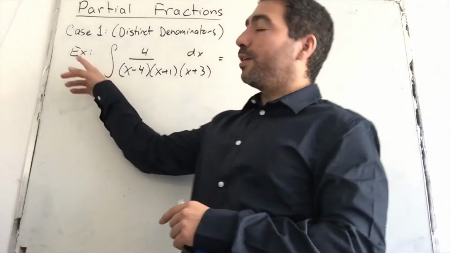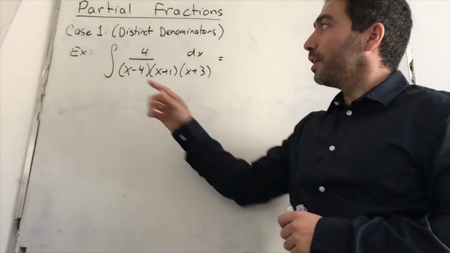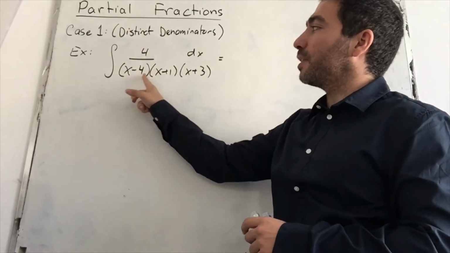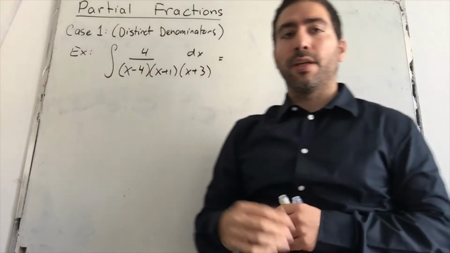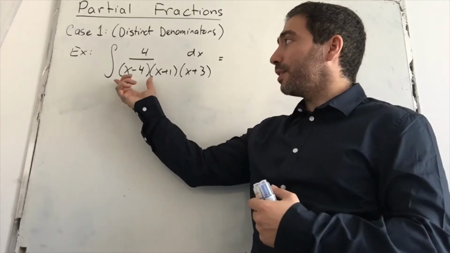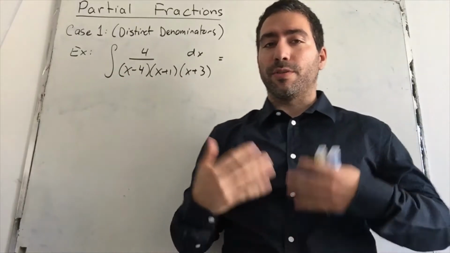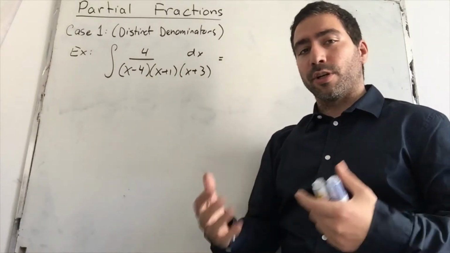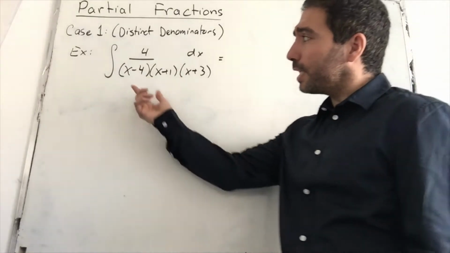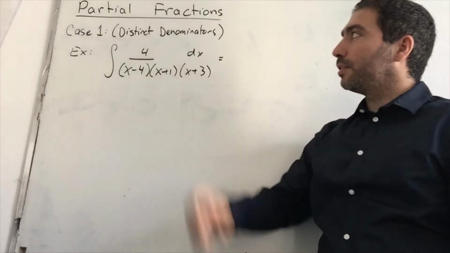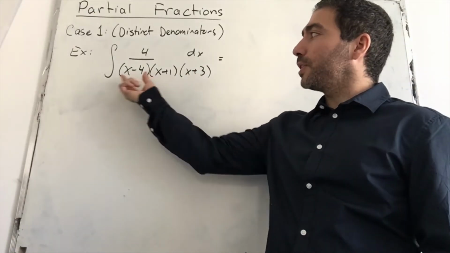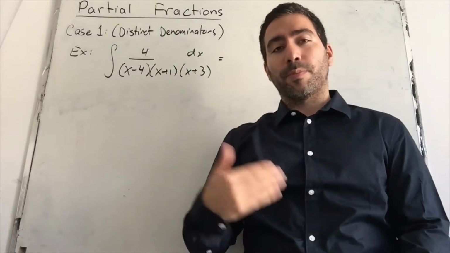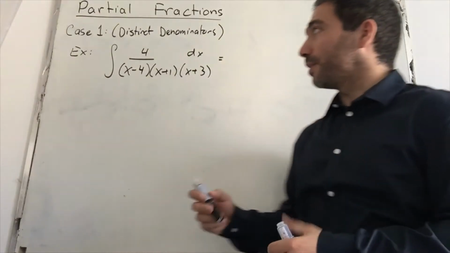In this example, we're still under case 1, distinct denominators. They give us the integral and ask us to evaluate the integral of 4 divided by x minus 4 times x plus 1 times x plus 3 dx. Typically, they give it to us in a form where it's not factored, so you might have to use your factoring techniques to put it into this form. Make sure you're comfortable with factoring. But in this case, we're dealing with distinct denominators, distinct roots. Notice that x minus 4 is different from x plus 1, which is different from x plus 3. So we're going to use our partial fraction decomposition to split this up.